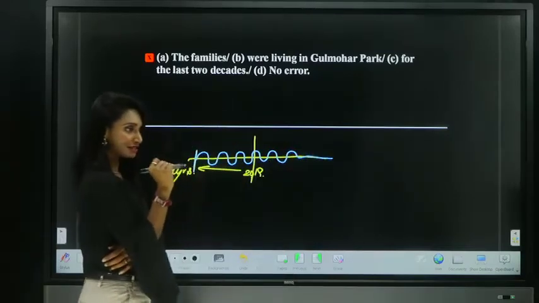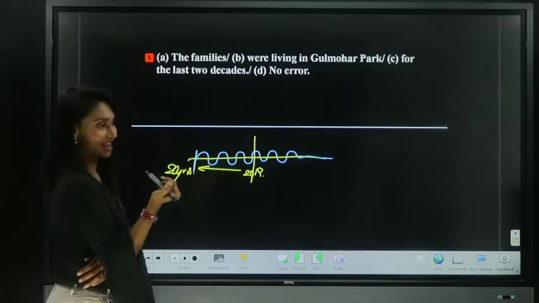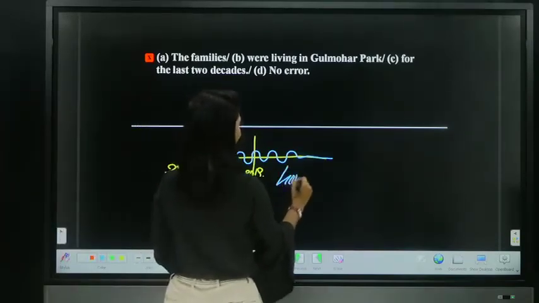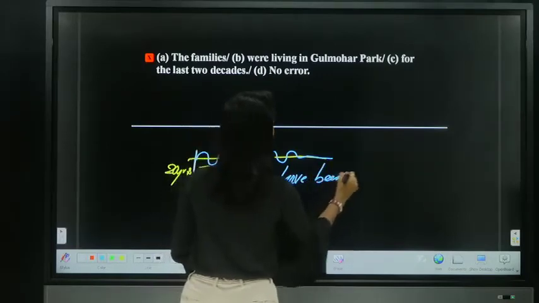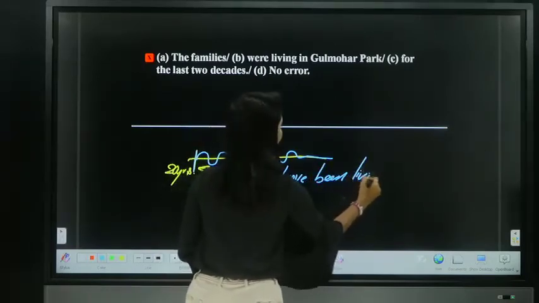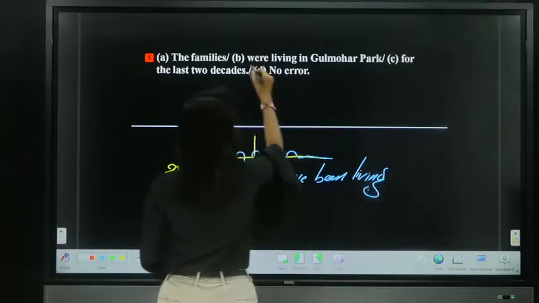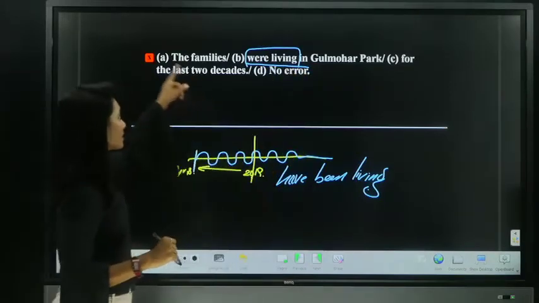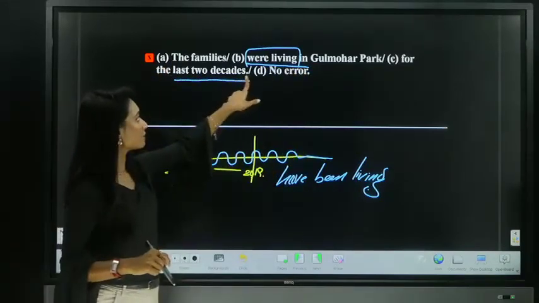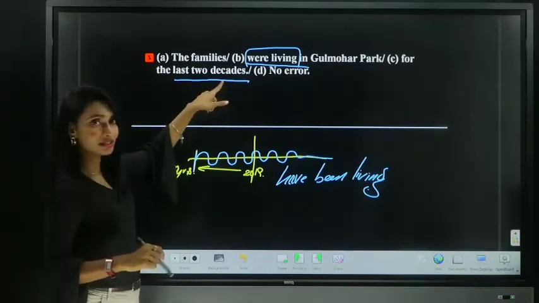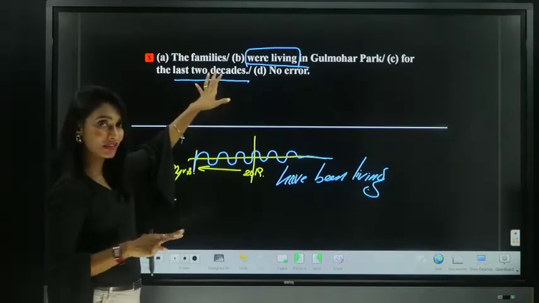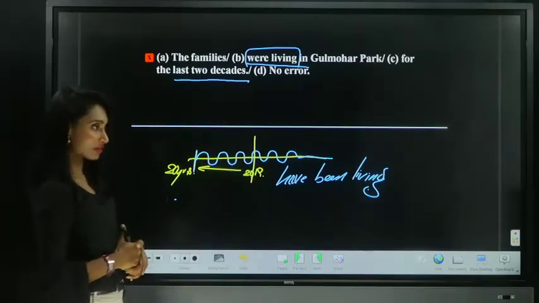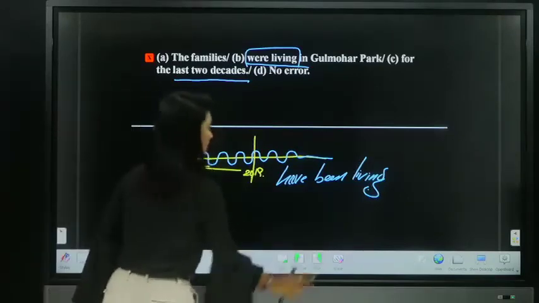So for such actions, Hinjila has given me the choice, had been or have been. So it should again be have been living. That should be the correction, have been living, because they started living 2 decades before and still they are living. It's not mentioned anywhere that they have stopped living. So use present perfect continuous. Yes guys, you're all correct. So good job. Now let's see the next one.